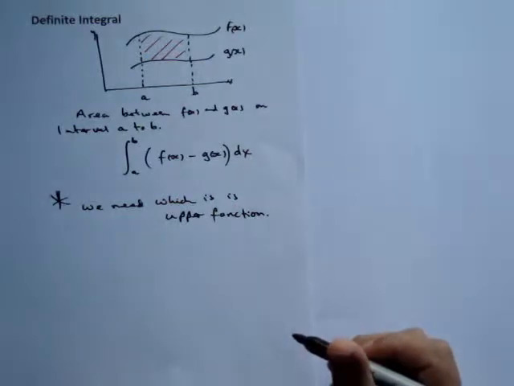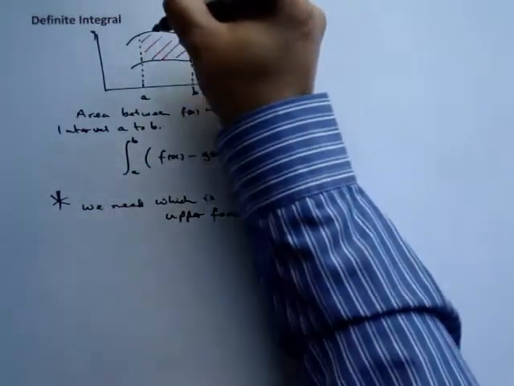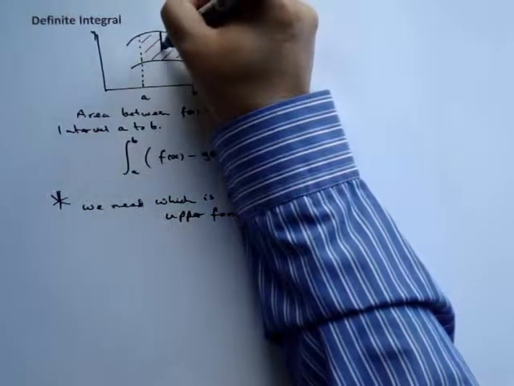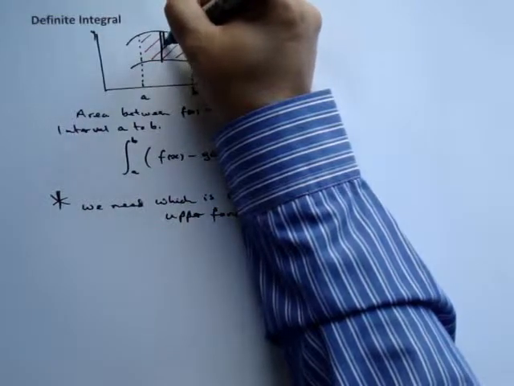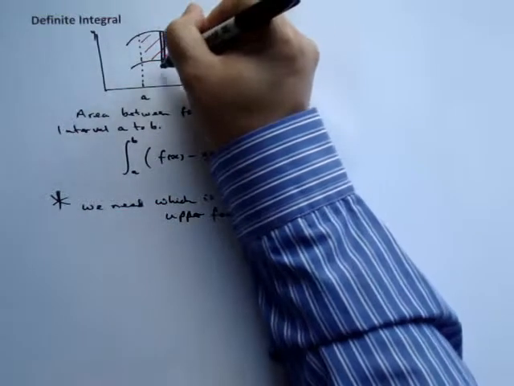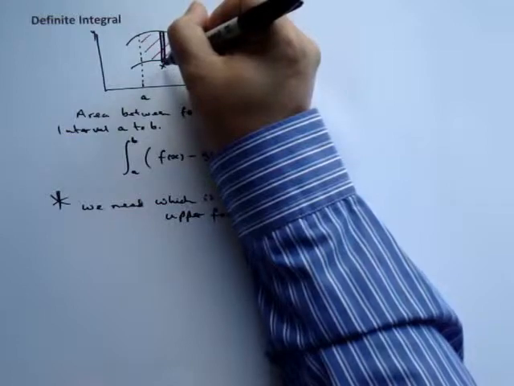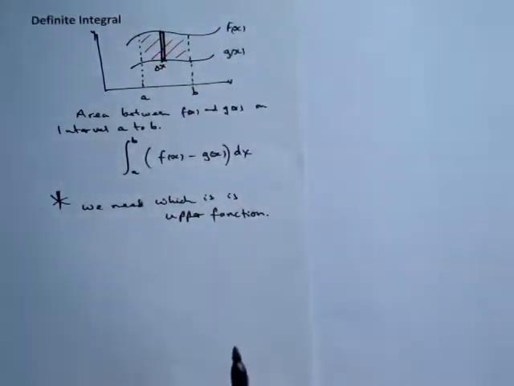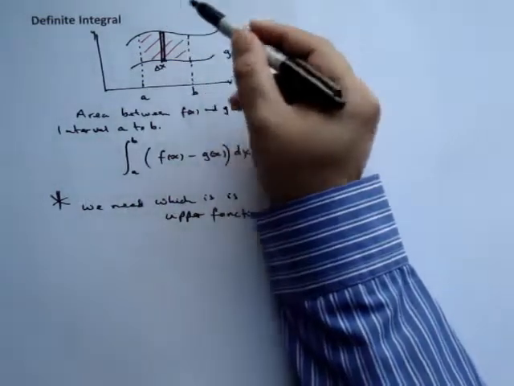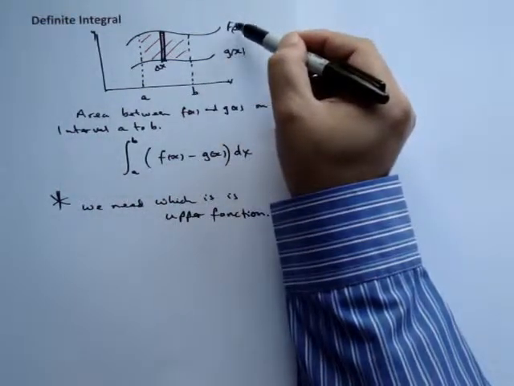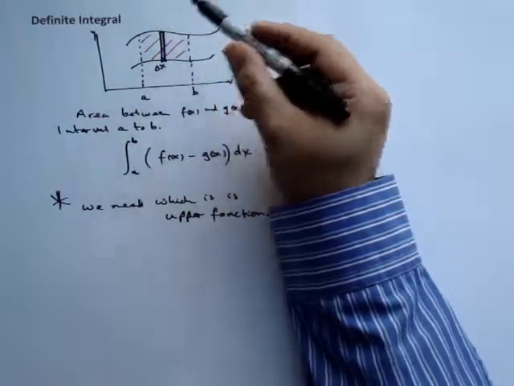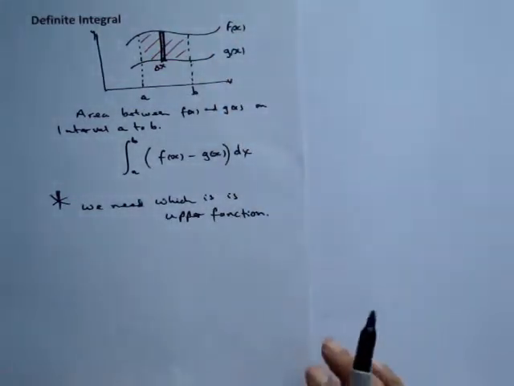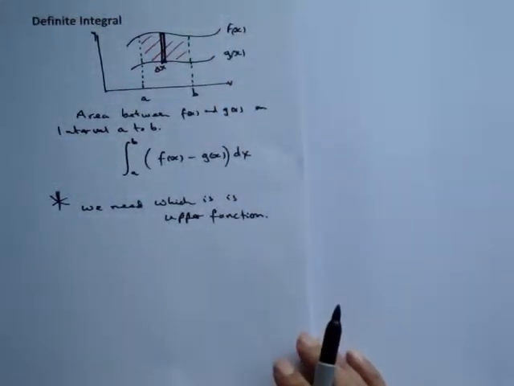And how we do this is we draw a strip between A and B of width delta x. Yeah, I'm exaggerating it a little bit here. So this would be delta x. And then we substitute the x into the function and see which gives us the higher value, and obviously the one with the higher value is the upper function.